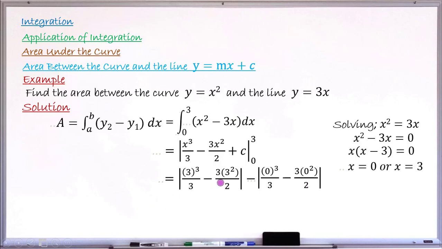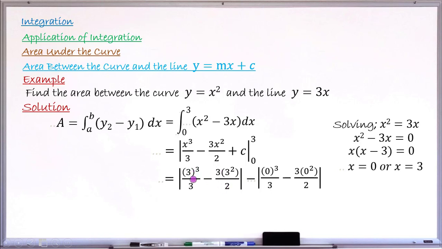I'll continue. I'm now going to simplify each of these parts here. This is 3 raised to the power of 3, which gives 27 over 3. And this 3 squared is 9, times this 3 outside, gives me another 27 over 2.